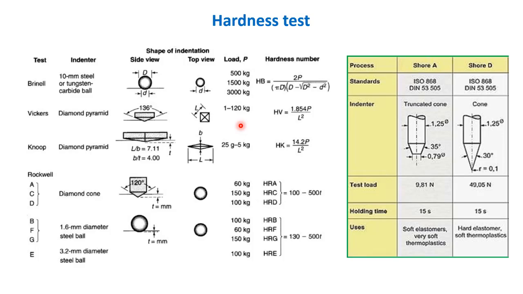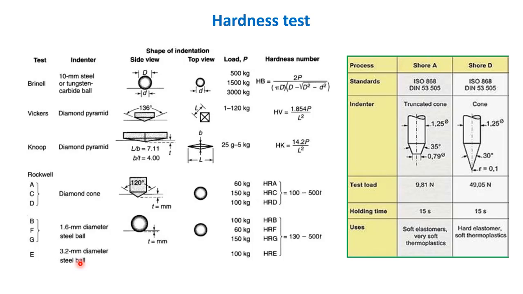For example, the Brinell test we perform using a circular or ball indenter. Then we have Vickers, which uses a diamond pyramid with a particular dimension and angle. Then the Knoop test, which is again a diamond pyramid, but the dimension is different compared to the Vickers. And then we have Rockwell. Again, there are different ranges. A, C, D have a diamond cone, and then B, F, G have a steel ball of a particular diameter, and E has a steel ball of a different diameter.